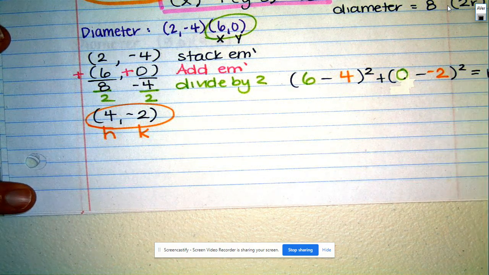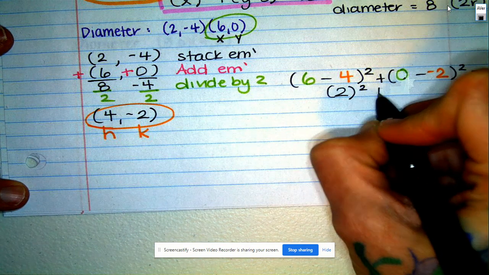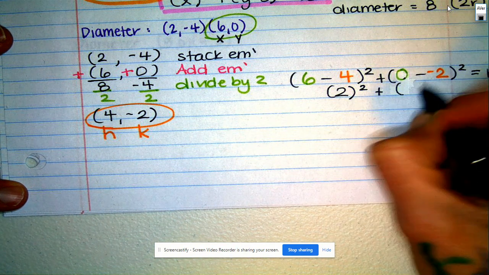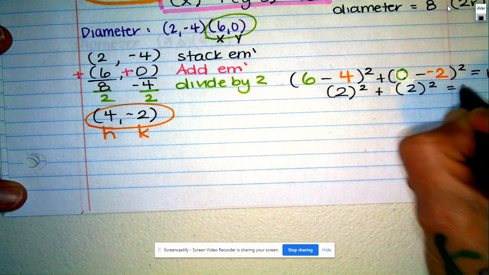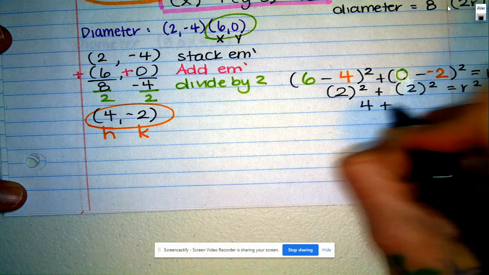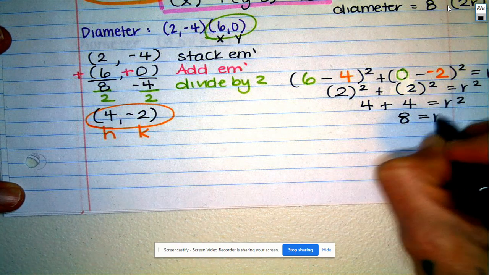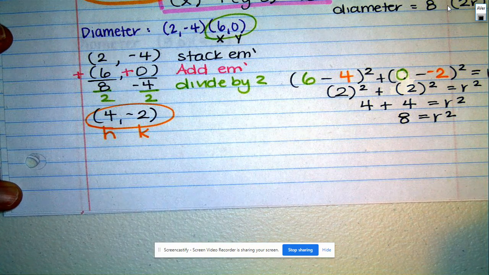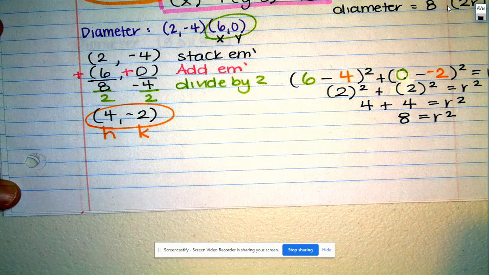That's what we're missing. So 6 minus 4 is going to give me 2 squared plus 0 minus minus 2 makes that a positive 2 squared equals radius squared. So 4 plus 4 equals radius squared. Gives me 8 equals radius squared. Again, if I square root that, it's definitely a decimal. It's allowed. It's just not beautiful. So we're going to leave it be because that's all we really need in this question. It just wants you to write the equation of the circle.